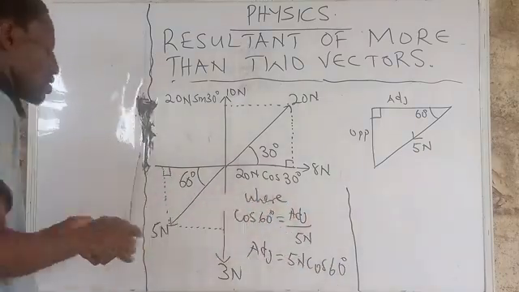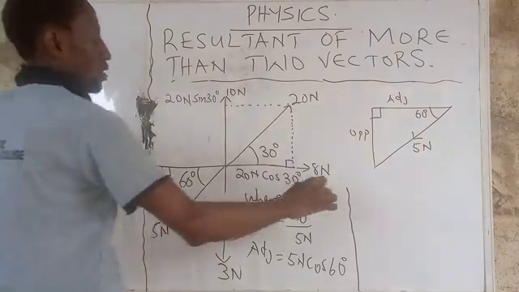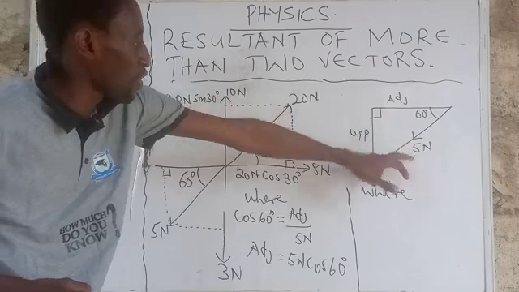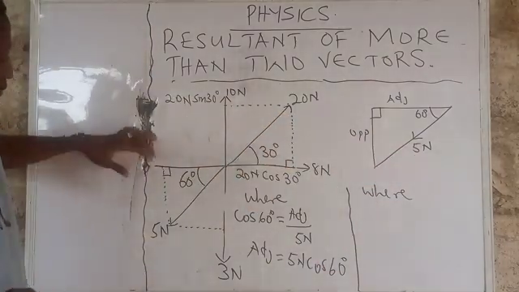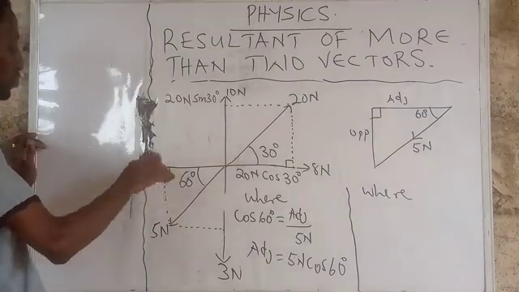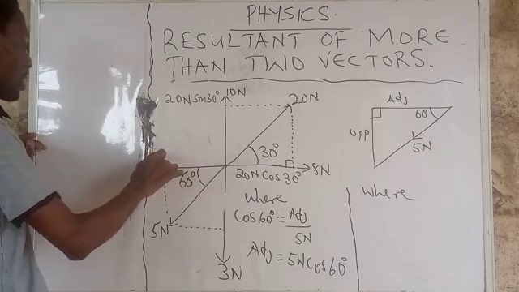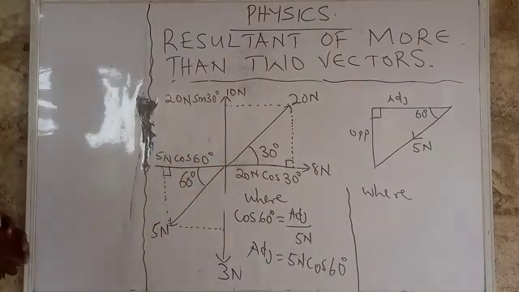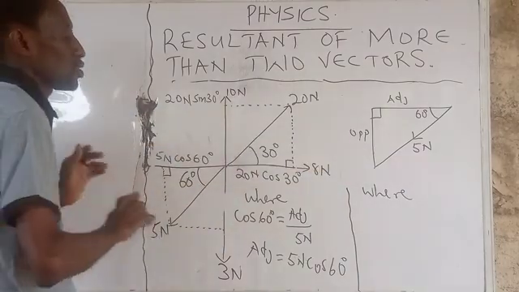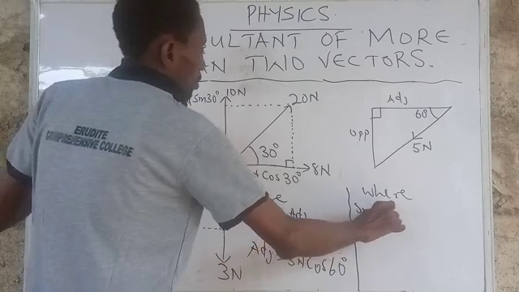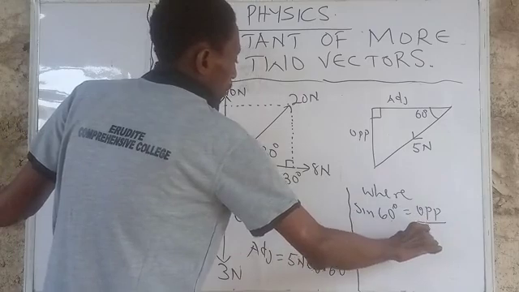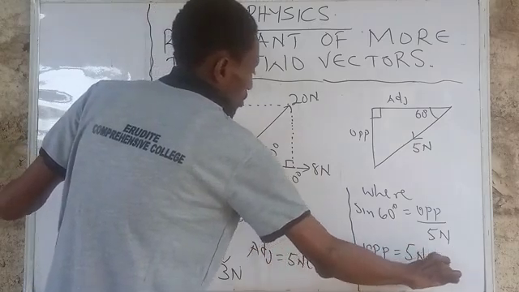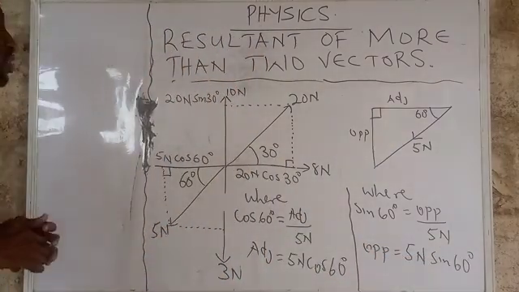So what we applied here is trigonometry. That is for the horizontal component of 5 Newton, which means at this side we are going to have a horizontal component of 5 Newton cos 60 degrees. Similarly, for the opposite, we are going to have sine 60 degrees, which is opposite all over hypotenuse, which is 5 Newton. So make the opposite the subject of formula. That will be 5 Newton sine 60 degrees.